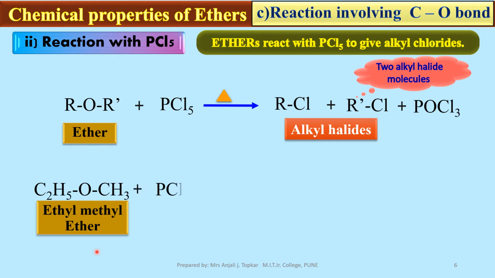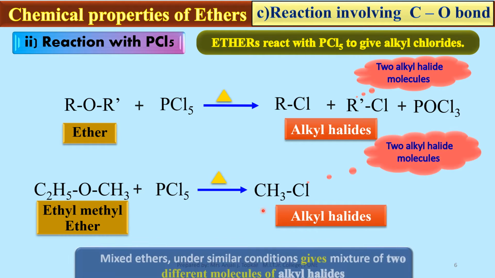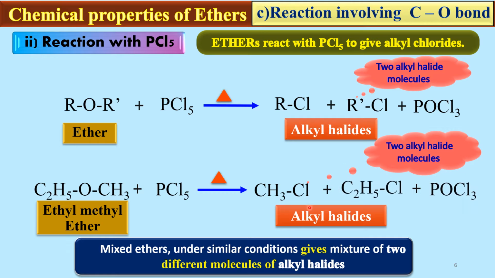Let's see the example. Ethyl methyl ether, when treated with PCl5, gives methyl chloride and ethyl chloride plus POCl3. So two alkyl halide molecules are obtained, methyl chloride and ethyl chloride. Thus, mixed ethers under similar condition give a mixture of two different molecules of alkyl halides, as it can be seen here.